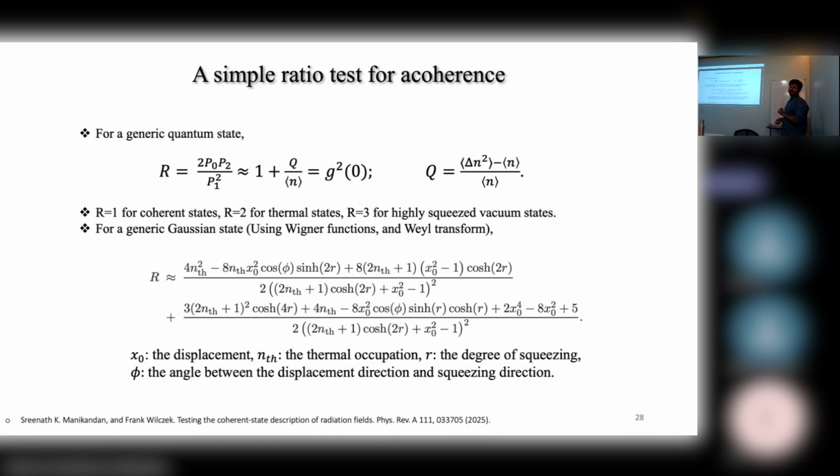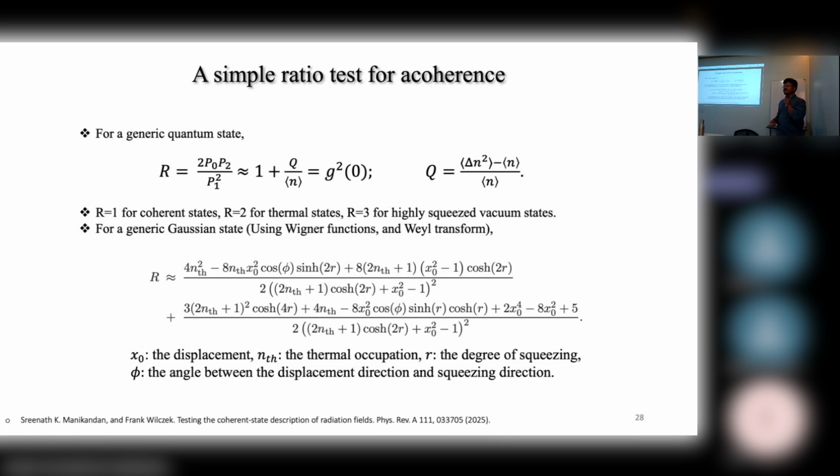So how do we reach it? What are the cases here? For example, if R is 1, then it is a coherent state, and R equal to 2 is a thermal state. R equal to 2 is also a highly squeezed vacuum. For other states, it will not be 1. So the generic result is 1 plus Q over n, and it is for any state of the radiation field.